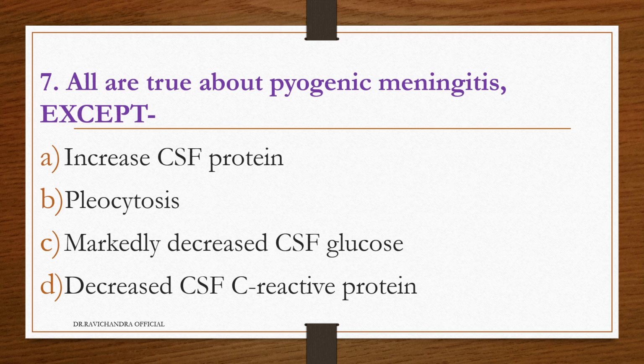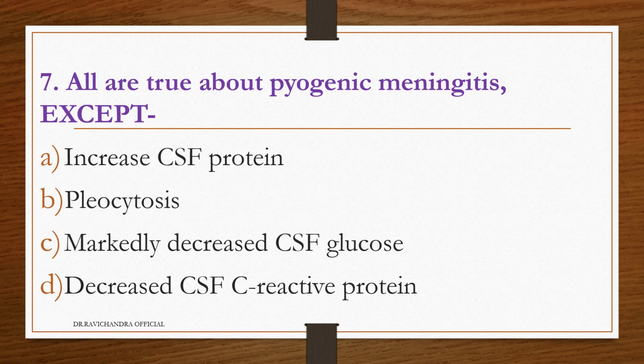Coming to the other options, they are true. Increased CSF protein will be there in pyogenic meningitis, leading to increased permeability of the blood-brain barrier that will result in elevated protein levels in the CSF. Pleocytosis: acute pyogenic meningitis is characterized by an increased number of white blood cells, which is called pleocytosis, in the CSF. Markedly decreased CSF glucose: bacterial meningitis can lead to decreased glucose levels in the CSF due to bacterial consumption and impaired glucose transport.